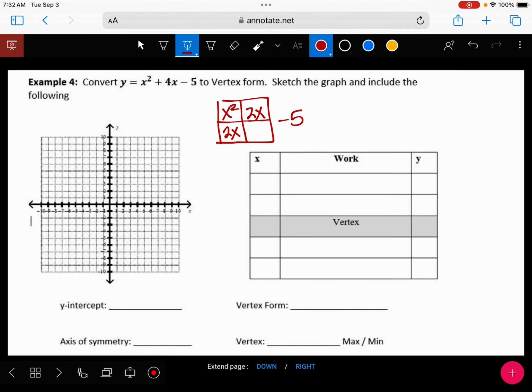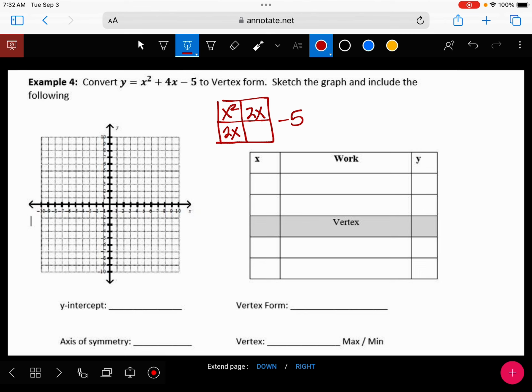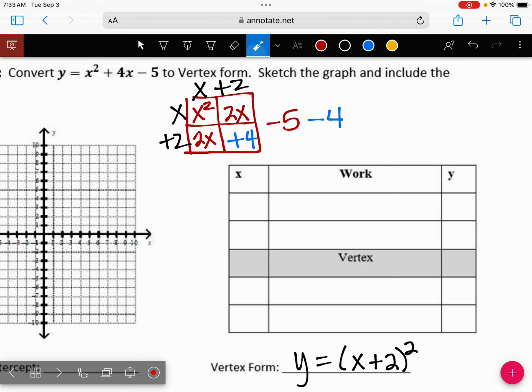So what's our number that is going to complete the square? Makara, what number did we use to complete the square here? 4. Anybody else get a 4? All right, good. So we're going to add the 4 here, but subtract the 4 here. So we have an x plus 2 and an x plus 2. So vertex form would be y equals x plus 2 squared. And then when you put this in your calculator, negative 5 take away 4 is a negative 9.